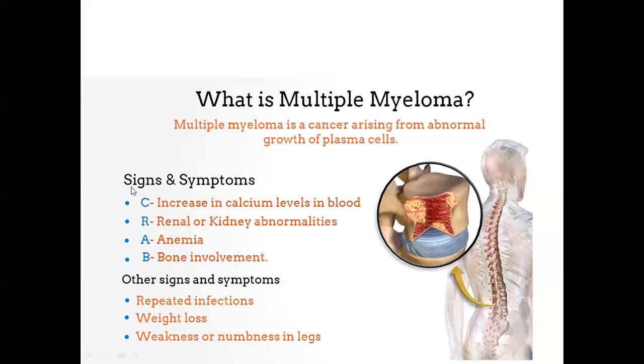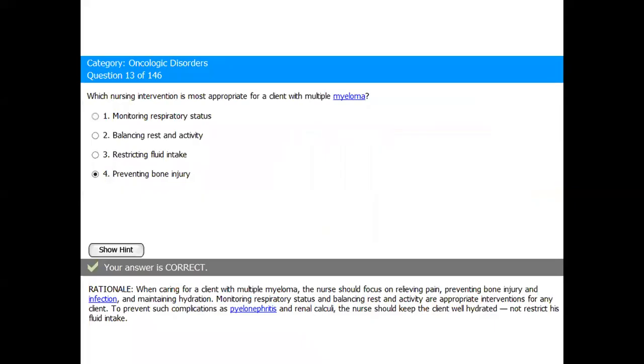Right? So an easy way to remember: CRAB. A for anemia, B for bone involvement, R for renal or kidney abnormalities, and C for increased calcium level in the blood. Other signs and symptoms: repeated infection, weight loss, weakness or numbness in legs. Here we say preventing bone injuries.